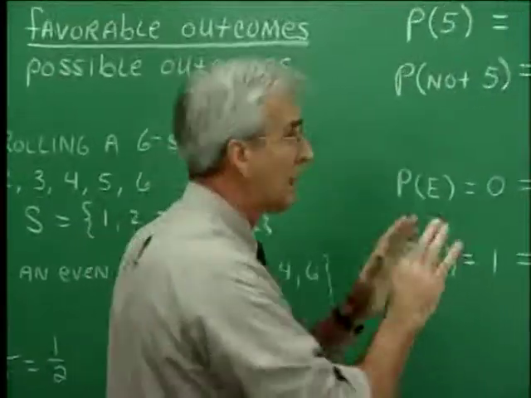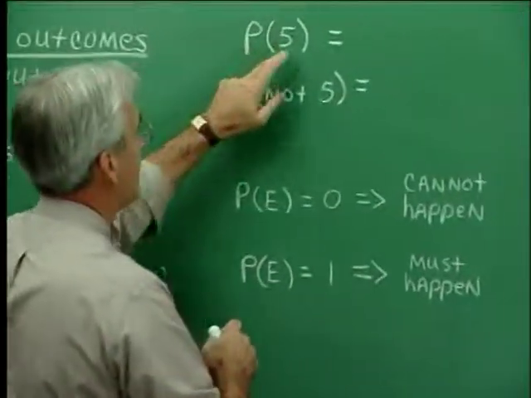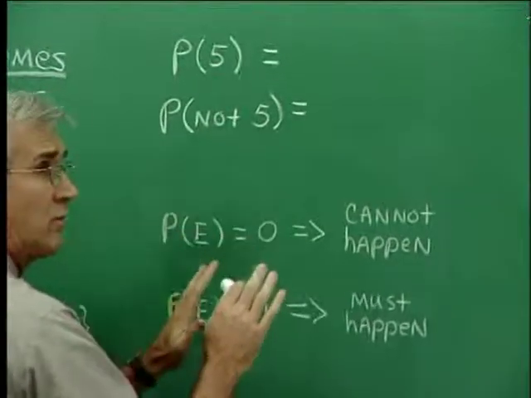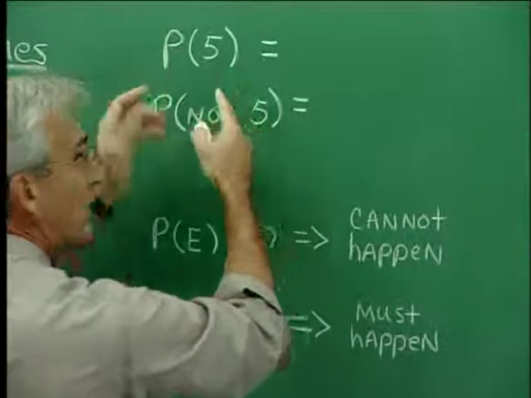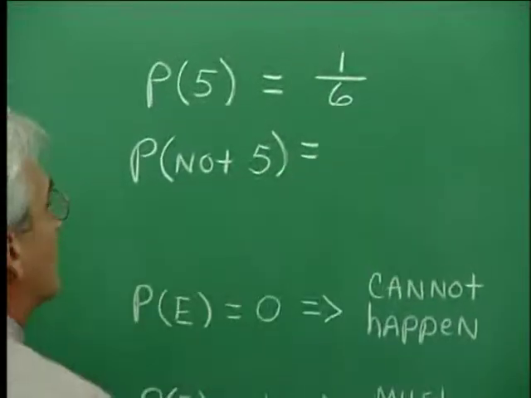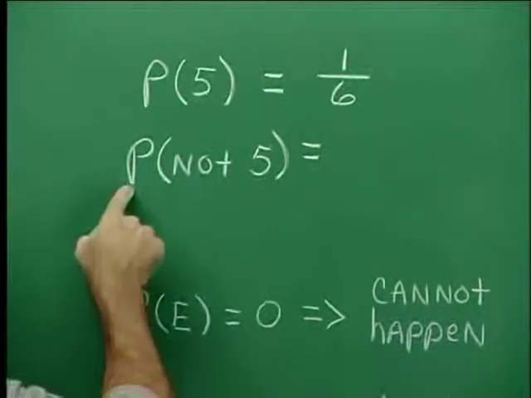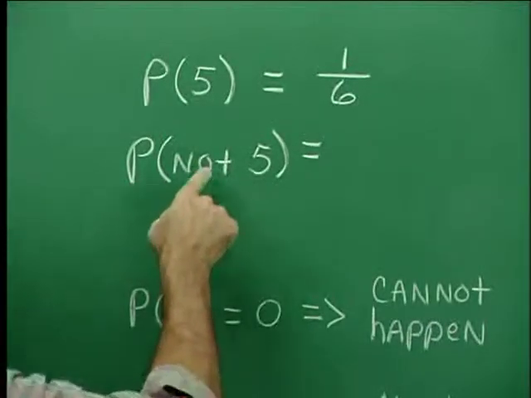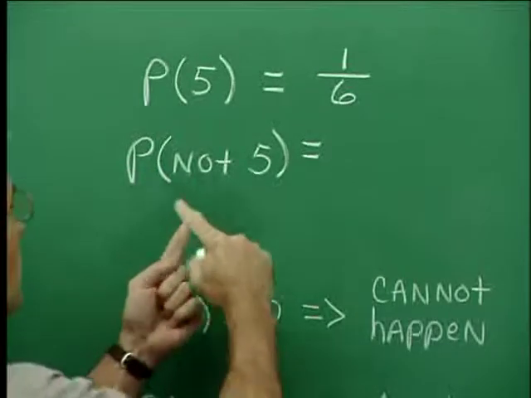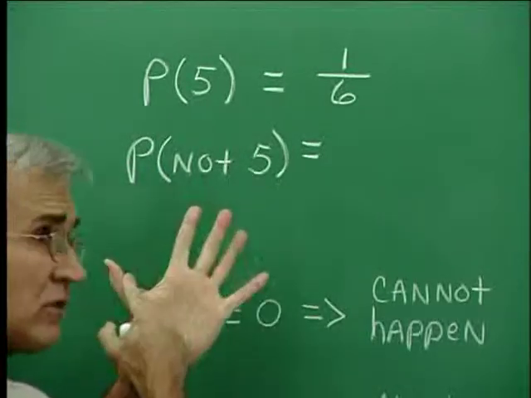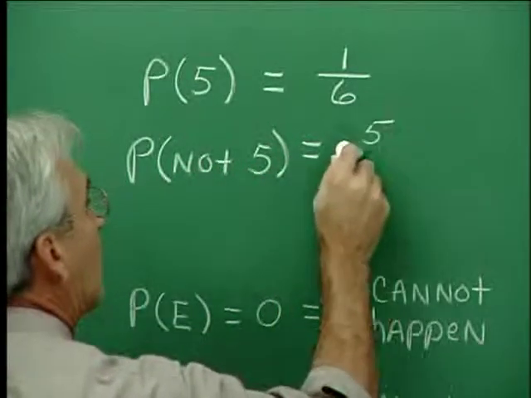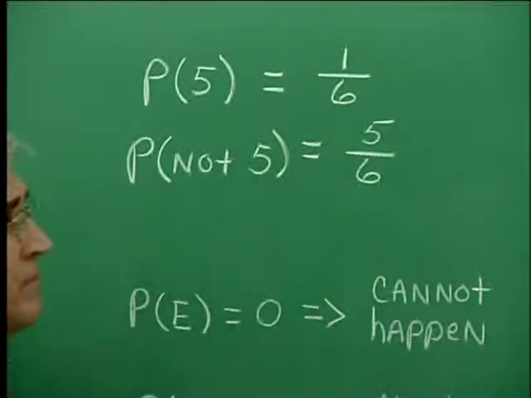Suppose we're talking about rolling a die now, and we want the probability of rolling a 5. Well, let's see. Favorable outcomes over possible outcomes. How many 5s are there? Well, there's only 1. And the possible outcomes would be 6. Now, what about the probability of rolling a number which is not a 5? So that would be the probability of a 1, a 2, a 3, a 4, and a 6. Well, there would be 5 of those out of the possible outcomes 6.